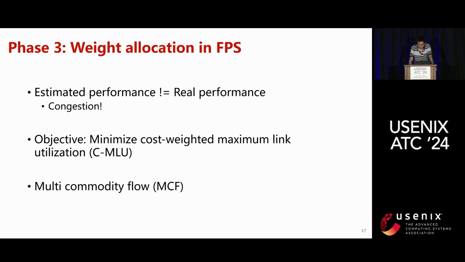The real network performance of paths may not be consistent with the estimated performance because of congestion. That's why we need phase 3, the weight allocation in the feasible path set. Because we want to minimize congestion, the objective is to balance load and minimize what we call the cost-weighted maximum link utilization. We formulate it into a simple multi-commodity flow problem and solve it with some optimization. The details can be found in the paper.